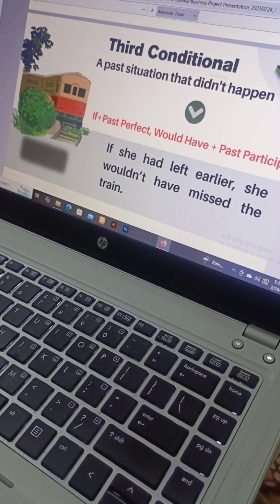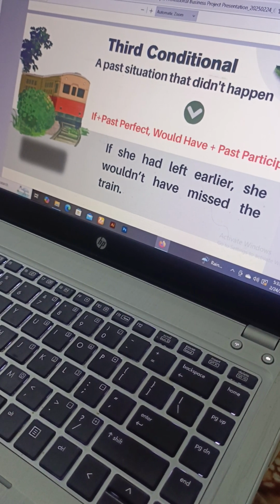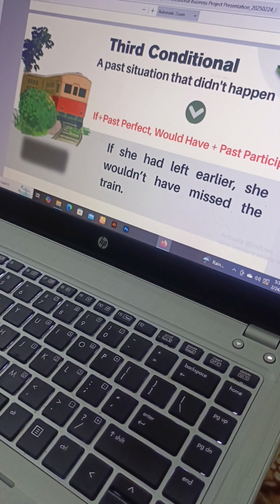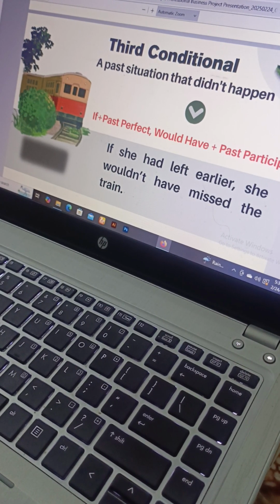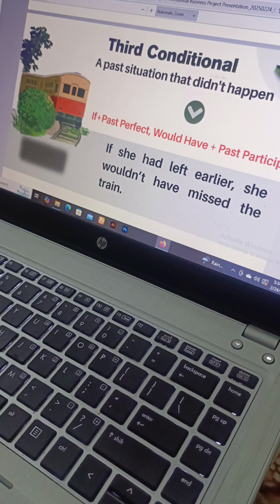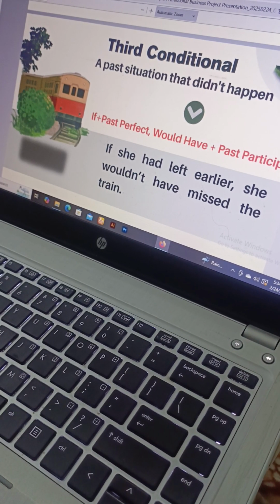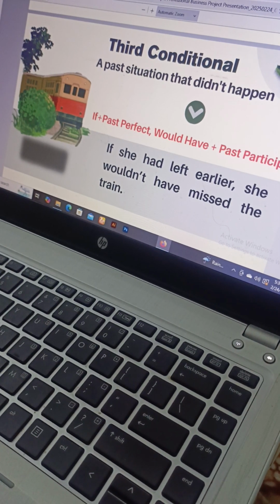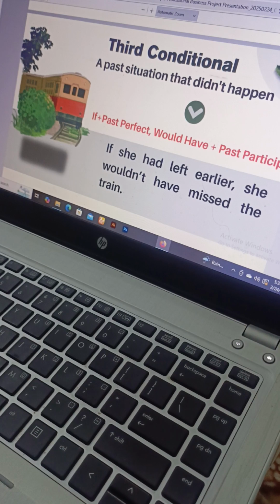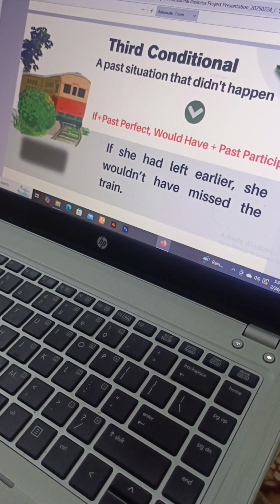Okay, so third conditional. Yeah, the third conditional is basically about a past situation. कोई चीज past में हुई थी, लेकिन like past से related थी, but वो हुई नहीं. ठीक है, अब वो इस तरह से हो सकता है कि for example there's a train here, you can see, and the sentence goes, if she had left earlier. ठीक है, that's something past. So she had left earlier, इसका मतलब ये हुआ कि past में हुआ था but उसने ये काम किया नहीं.